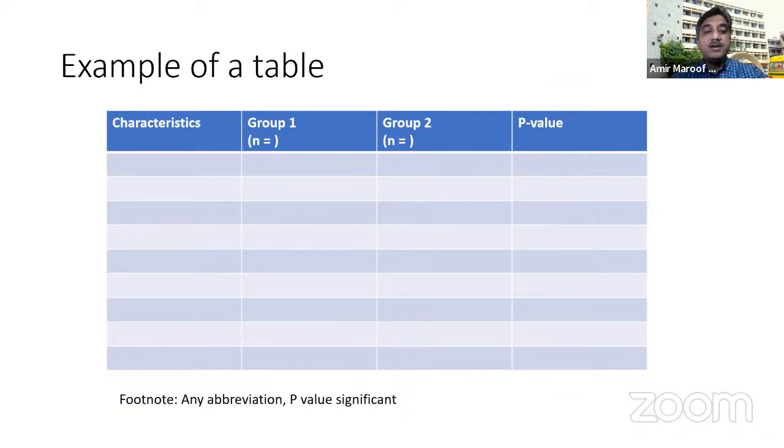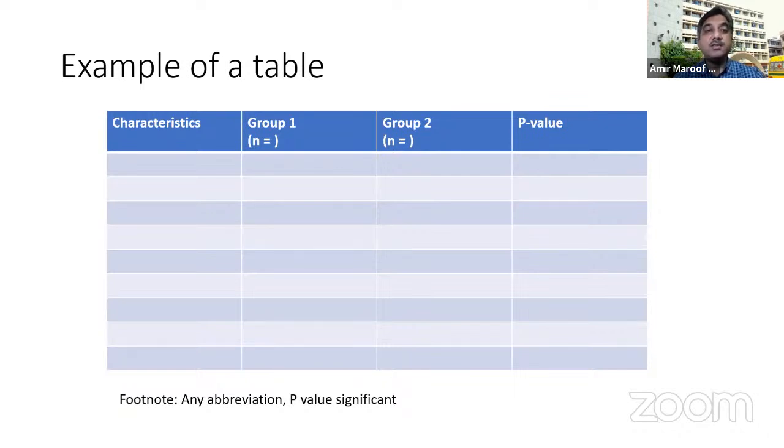Then if you look at the table, the formation will be like this. There are horizontal rows and vertical columns. The first row will consist of the column headings. And in the first column, you will have the rows. So all the cells of the first column will be the various variables like age, gender, visual analog score or some other thing.